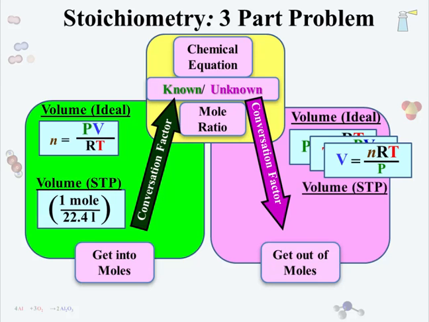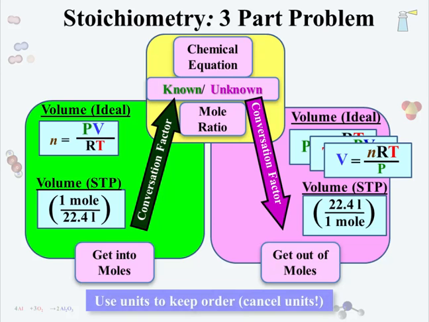Additionally, getting out of moles at STP uses the molar volume with moles in the denominator so that they cancel out with moles in the mole ratio. The key, of course, is to cancel units as a way of demonstrating the correct orientation of a conversion factor in the stoichiometry solution. Keeping this graphical representation in mind, it's time to solve a few stoichiometry problems involving gases. We will do 2 problems using molar volume and 2 problems using the ideal gas law.